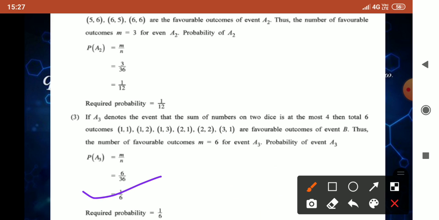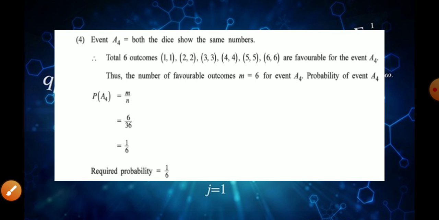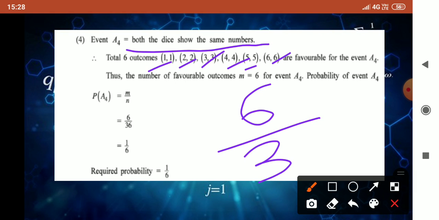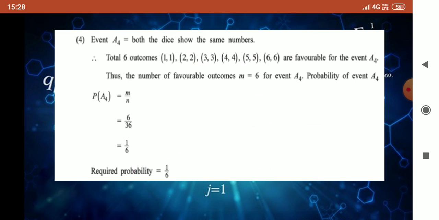Next, we have to see both the dice show the same number. That probability we have to find. So we have 1 1, 2 2, 3 3, 4 4, 5 5 and 6 6. So we have total 6 outcomes out of 36, which is equal to 1 by 6.